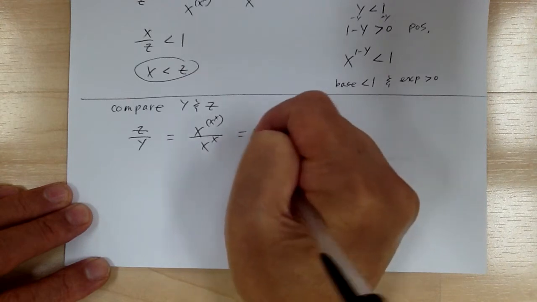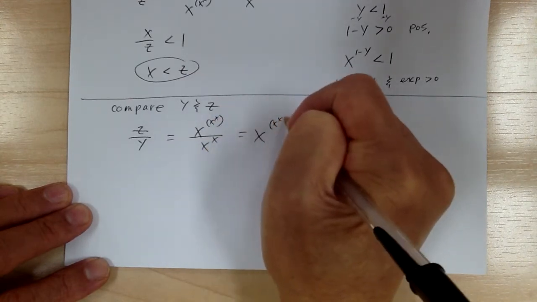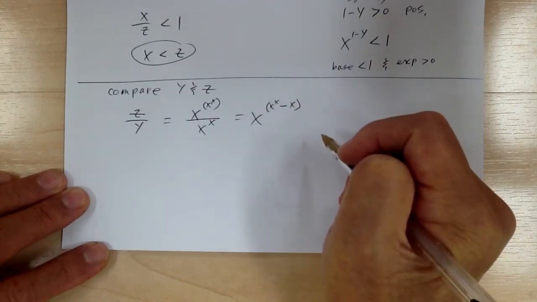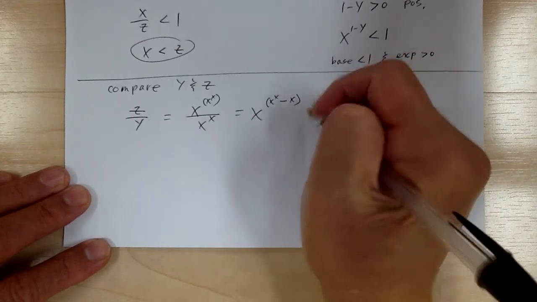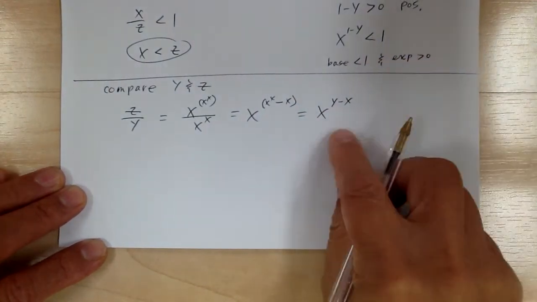And this is going to be equal to x to the... so again, you do the subtraction, right? So it'd be x to the x minus x. Okay. And this is going to be equal to x to the y minus x.